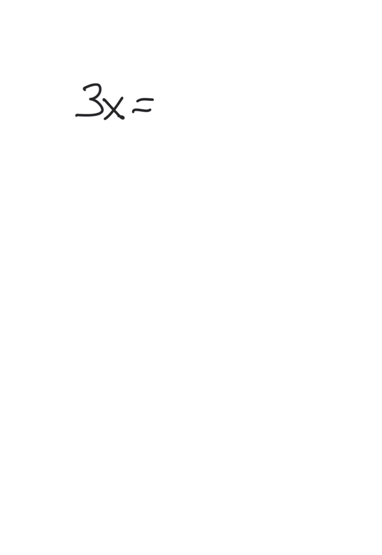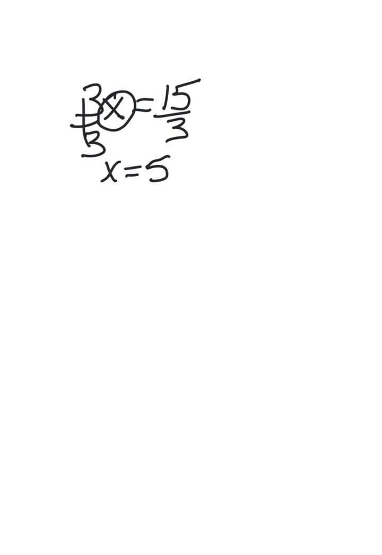3x equals 15, I need to get x by itself, and I am going to have to get rid of that 3 times x. And how I need to do is I need to get it to 1 because that's the identity property of multiplication. So I'm going to divide it by 3. That becomes 1, and 1 times x is x. 1 times any number is a number. So x equals 5. 3 times 5 is 15.